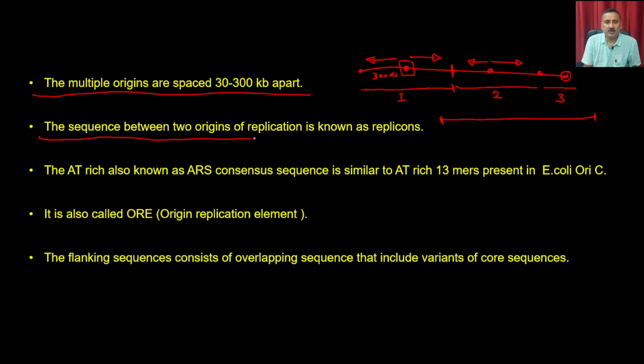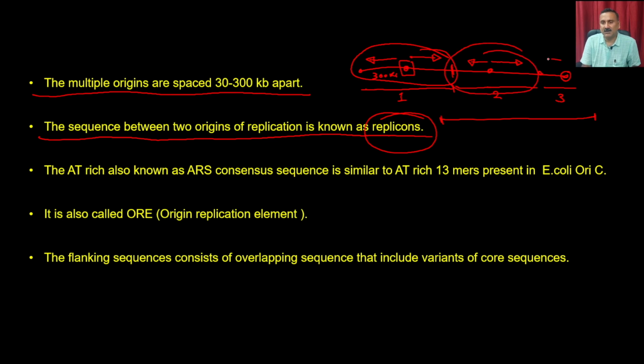That is the adaptation adopted by the eukaryotic system, because eukaryotic genomes are very large compared to the bacterial genome. The sequence between two origins of replication is known as a replicon. So, this is one replicon which participates in replication, this is another replicon, and this is another. These are the multiple replicons formed in the eukaryotic system.